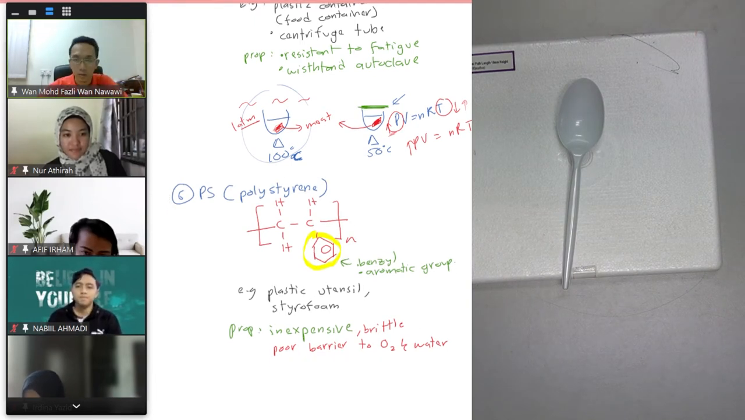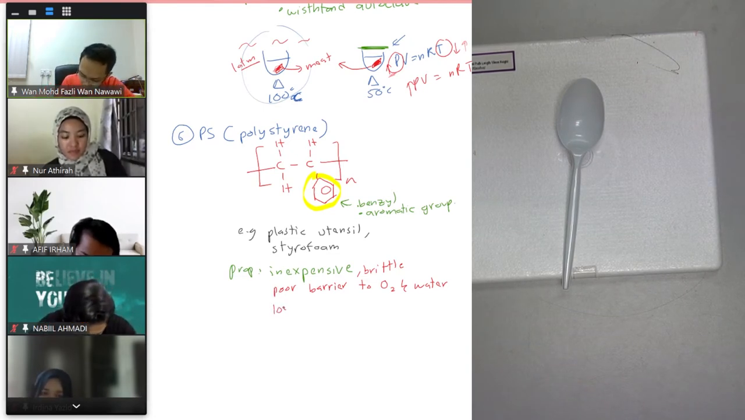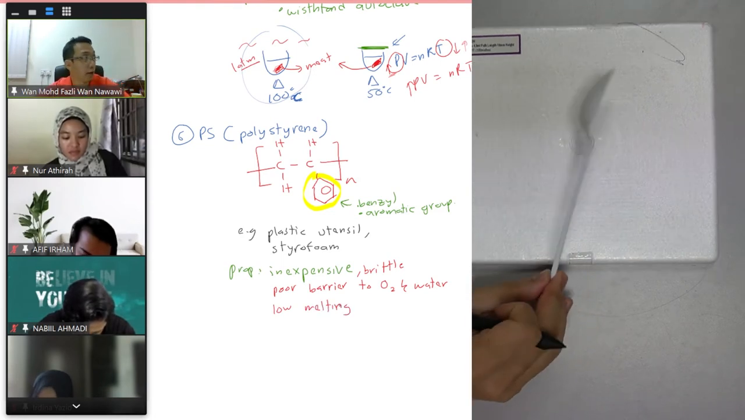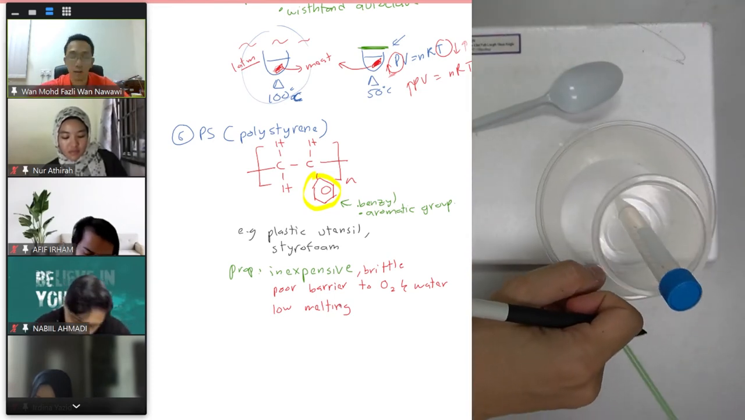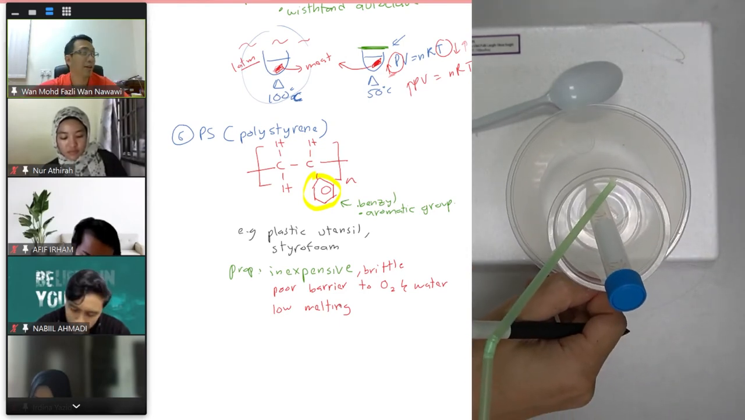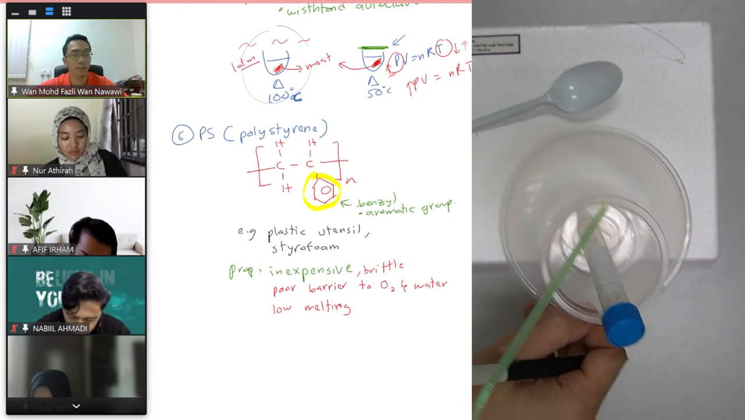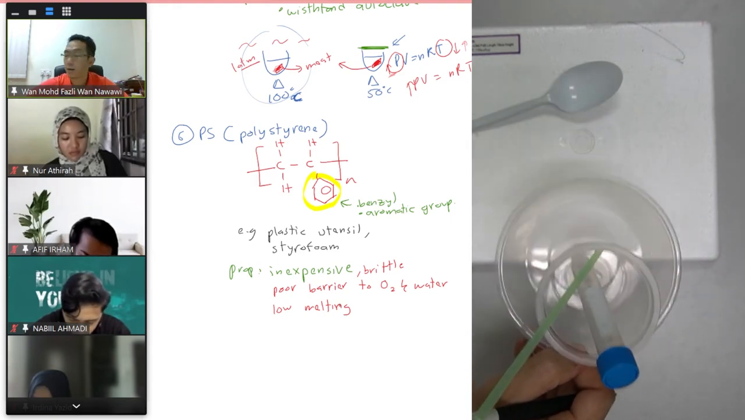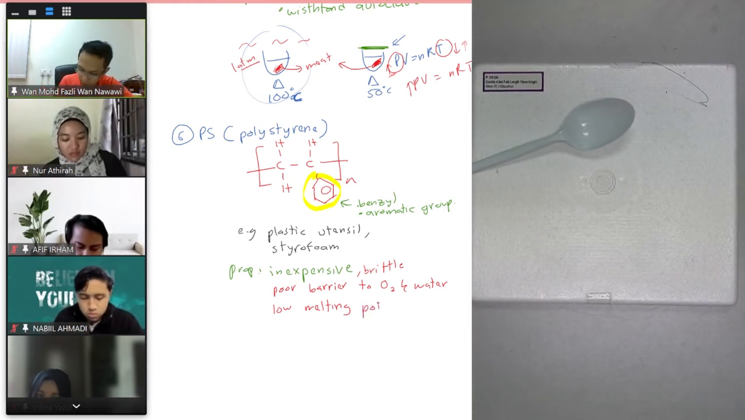Okay, so that is a poor barrier to oxygen and water, and it also has a low melting point, meaning that you cannot put it in the autoclave. If you put this into the autoclave, it will melt easily. Compare that to polypropylene. If you put it in the autoclave or at high temperature, it can withstand it a little bit better than this plastic, the polystyrene. The polypropylene can withstand the temperature much better than the polystyrene. Okay, so, low melting point.